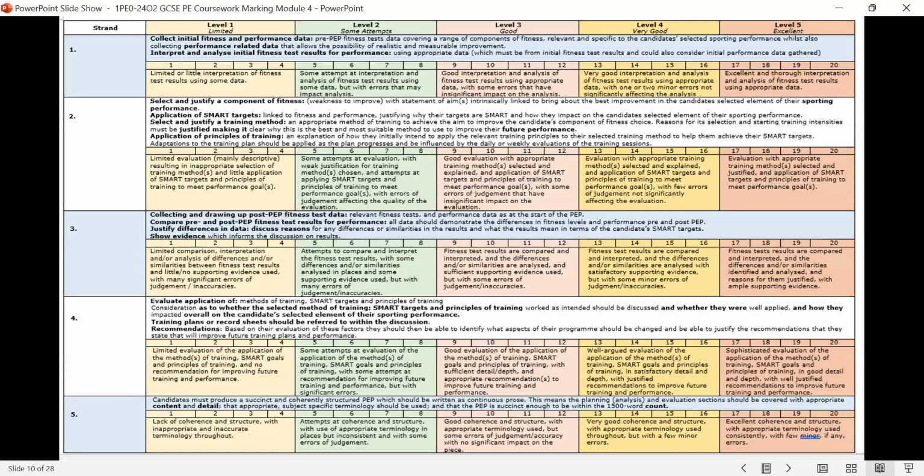Each strand has a keyword descriptor to help teacher assessors identify the work within a marking level. For example, level 1 limited, level 2 some attempts, and so on. Please note that the marking grid requirements have slightly changed, as I've just outlined.